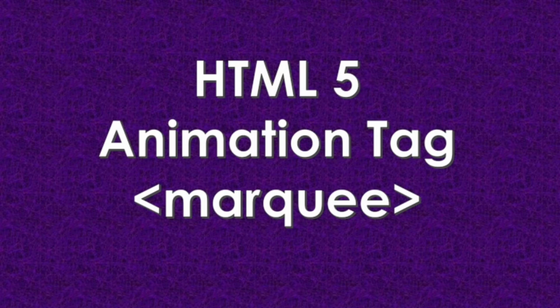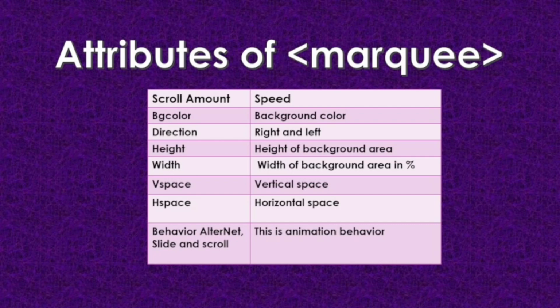In this video, you will learn the HTML animation tag, that is marquee, and different attributes of marquee. Attributes of the marquee tag: scroll amount for speed, to increase or decrease the speed. Which color is used for background color? Direction right and left. Height. This is the height of the background area, and width is also the background area.